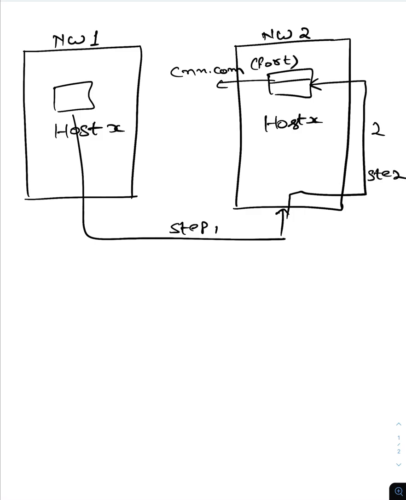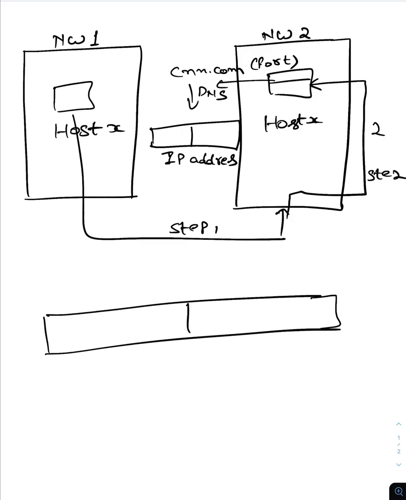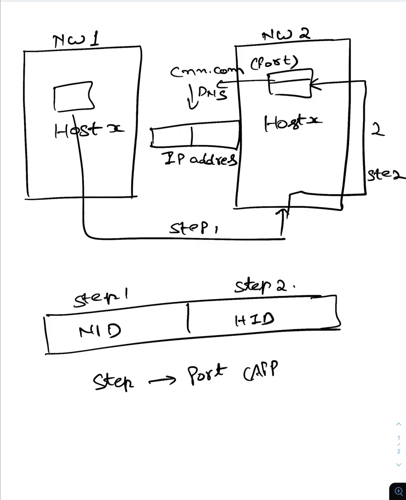For step 1 and step 2, I told you that cnn.com is converted by the domain naming system into a set of numbers called an IP address. Step 1 is taken care of by something called the network ID, and step 2 is taken care of by something called the host ID. By using the network ID, it goes from network 1 to network 2 and completes its step 1, and by using the host ID, it goes to the particular host and completes its step 2, and by using the port number for that particular application protocol, it completes its step 3.